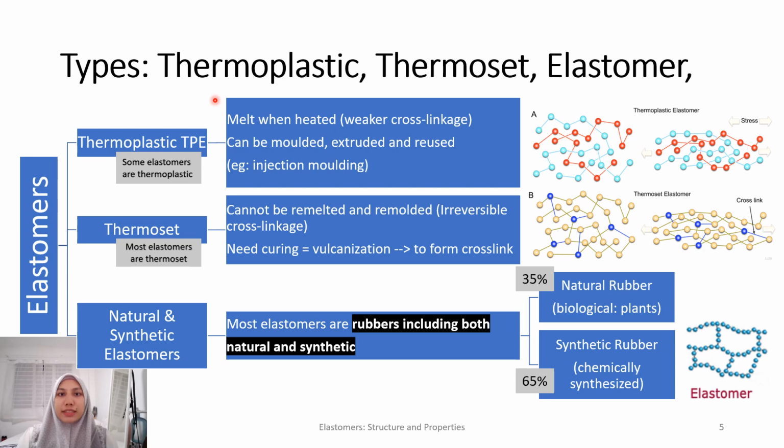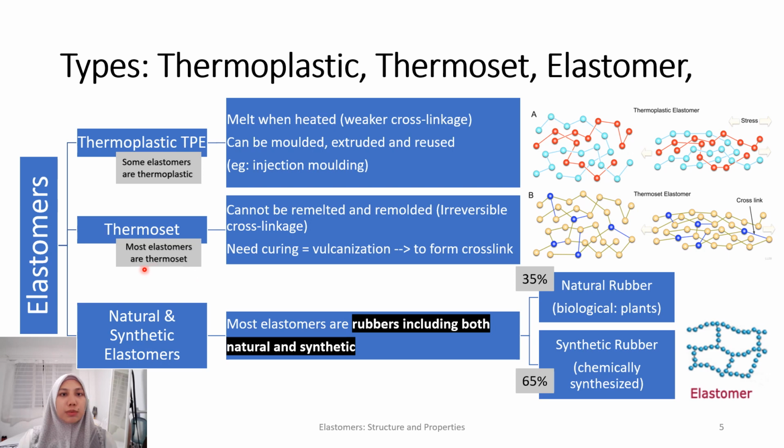Elastomers can be divided into three types of materials, which are: first, thermoplastic elastomers. Thermoplastic elastomers are elastomers that melt when heated because their crosslinks are significantly weaker, allowing the material to melt and reform without losing its elastomeric properties at operating temperature. These elastomers are generally easier to use in manufacturing because it can be molded, extruded, and reused. Example is injection molding. Also, it exhibits a greater ability to stretch compared to thermoset elastomers.